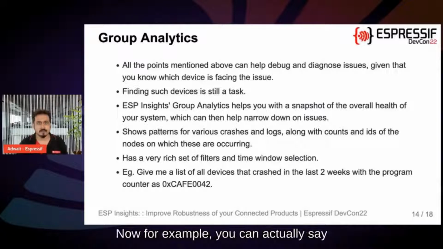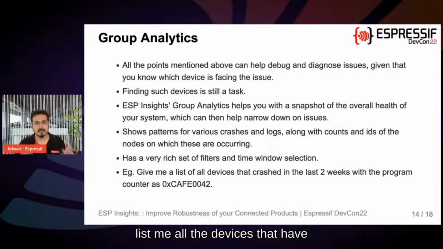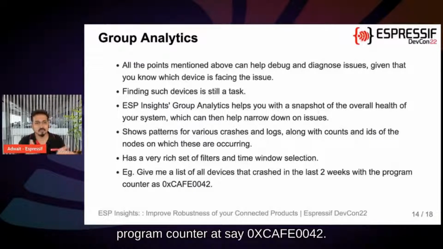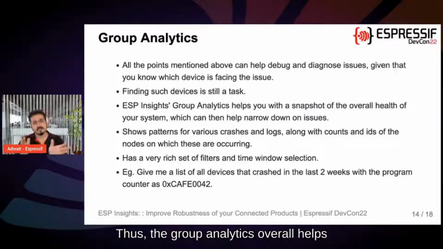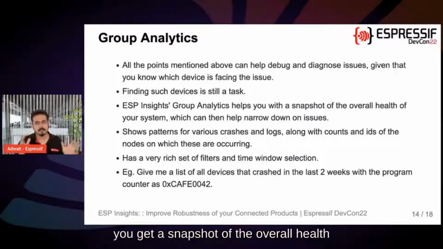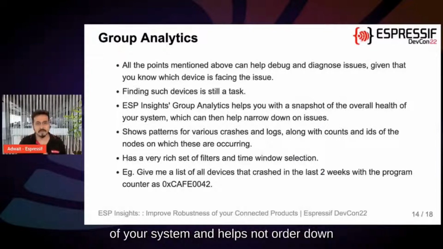For example, you can say, list me all the devices that have crashed in the last 2 weeks with, say, the program counter at, say, cafe 0042. And it will list all the nodes that satisfy this condition. Then individually you can go to the nodes, check the logs, the metrics, the variables, and reach a pinpointed issue. Thus, group analytics overall helps you get a snapshot of the overall health of your system and helps narrow down the issues.